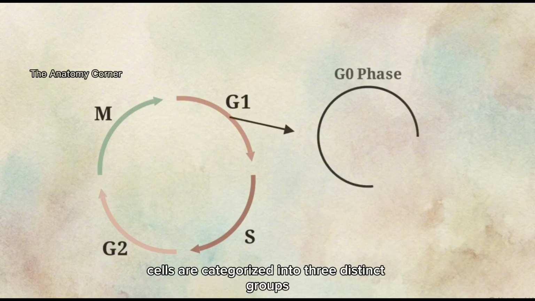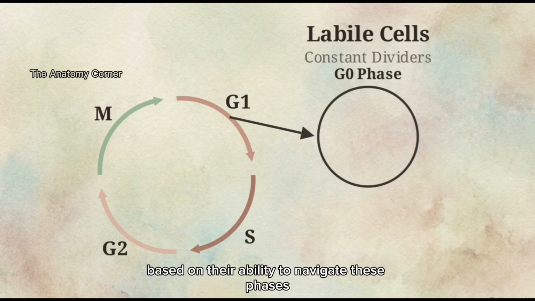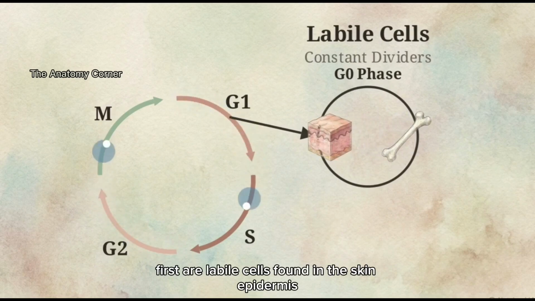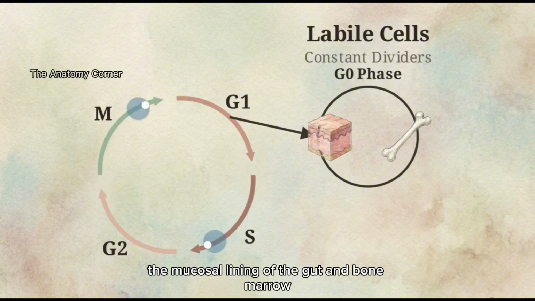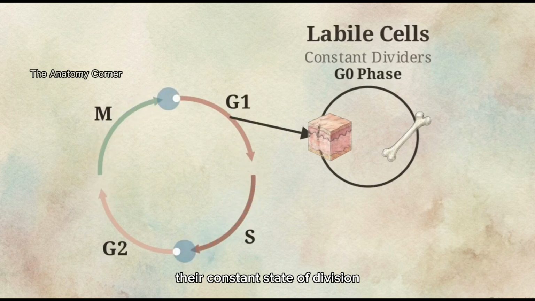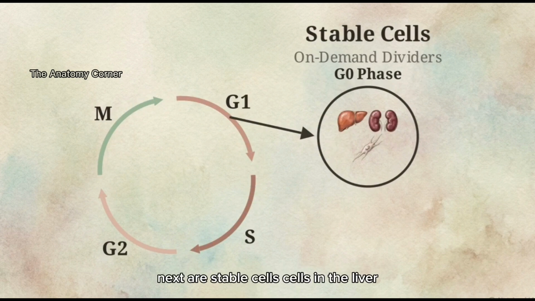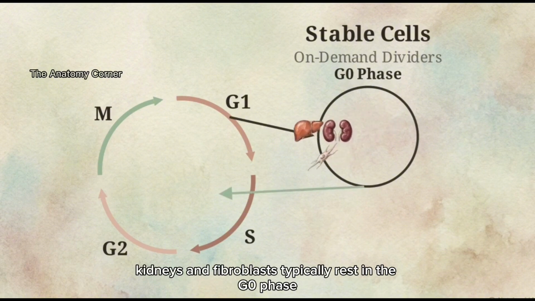Cells are categorized into 3 distinct groups based on their ability to navigate these phases. First are labile cells, found in the skin epidermis, the mucosal lining of the gut, and bone marrow. These cells divide continuously throughout life. Their constant state of division makes them prime candidates for perfect regeneration. Next are stable cells. Cells in the liver, kidneys, and fibroblasts typically rest in the G0 phase.